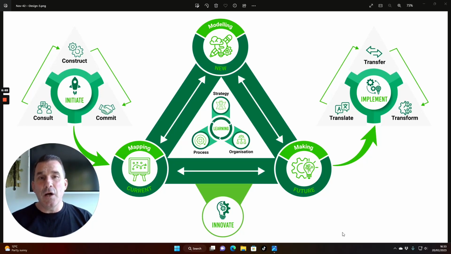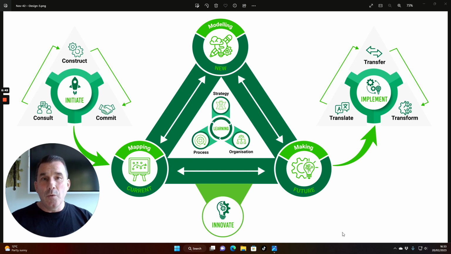I just wanted to take the time to introduce to you our new dynamic organisation design methodology, the 3I model. The 3I model has been developed with applied systems thinking and action research learning at the heart of its application. And it comprises the 3 I's of initiate, innovate and implement, but built around in the center our management framework of strategy, organization, process and learning.